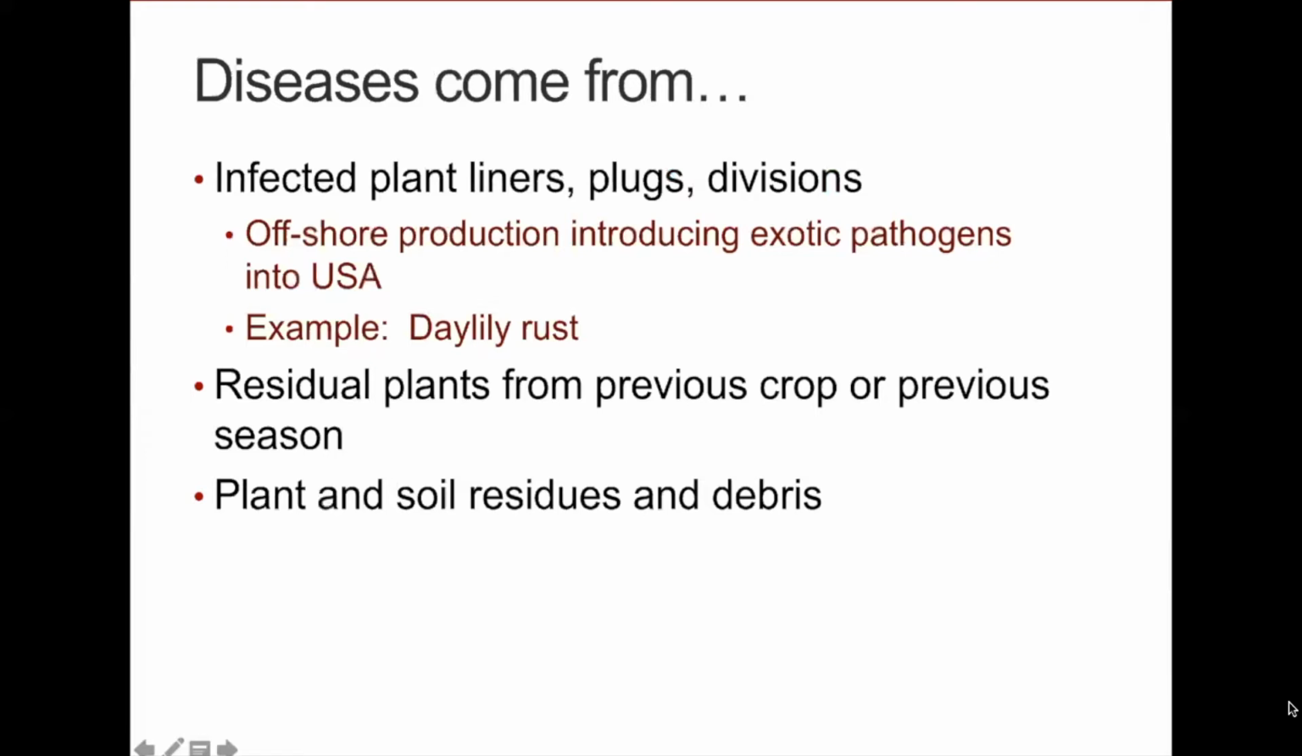And then also plant and soil residues and debris from the current year. So that's cleaning up, making sure that everything is sanitized, making sure that there are no weeds present, or if you did have any diseases come on your plants for the current season, that you get rid of absolutely everything and that you sanitize everything afterwards. That includes all of the tools that we have used in class throughout the semester.